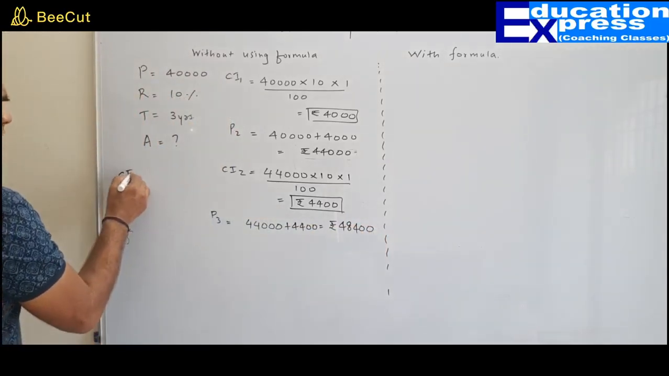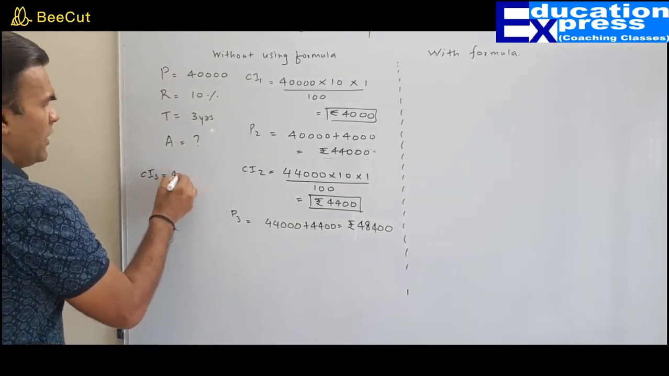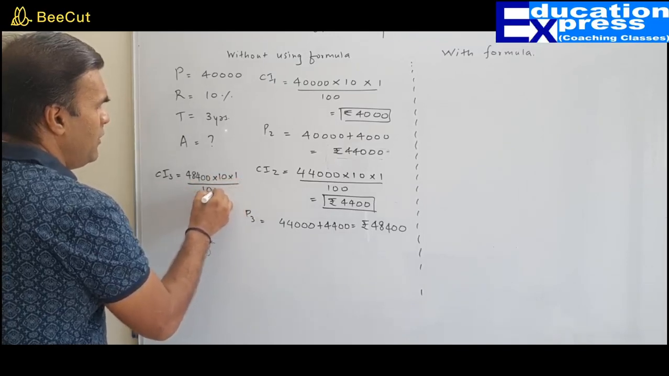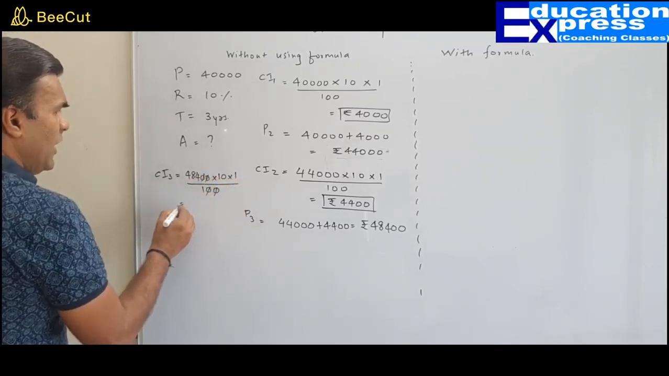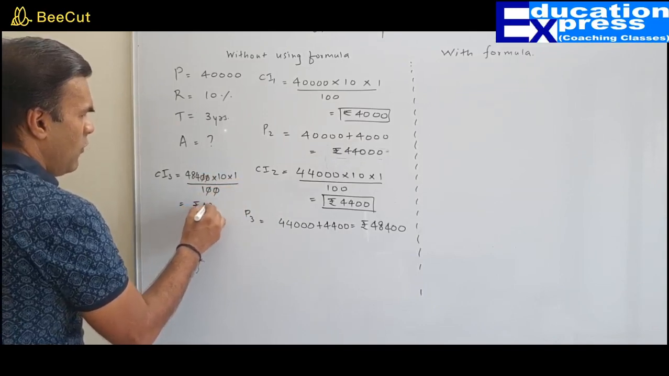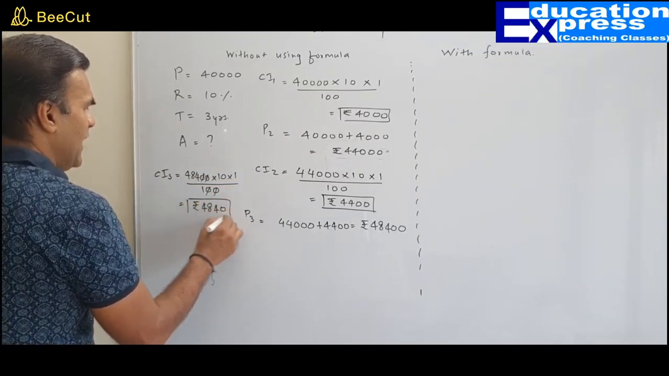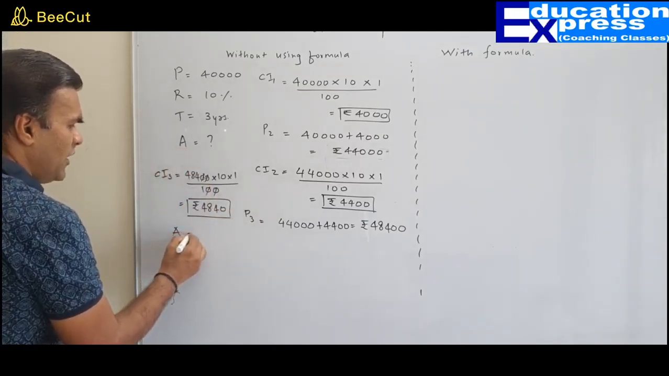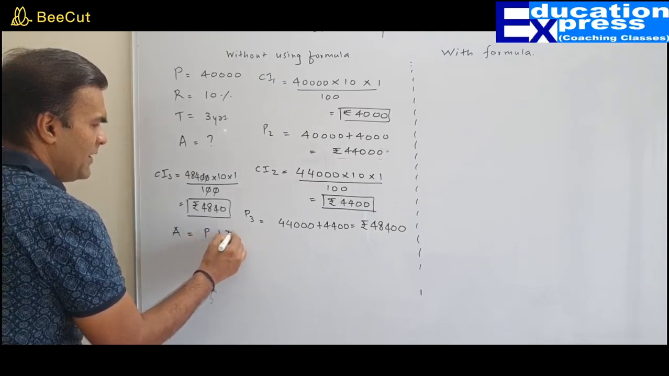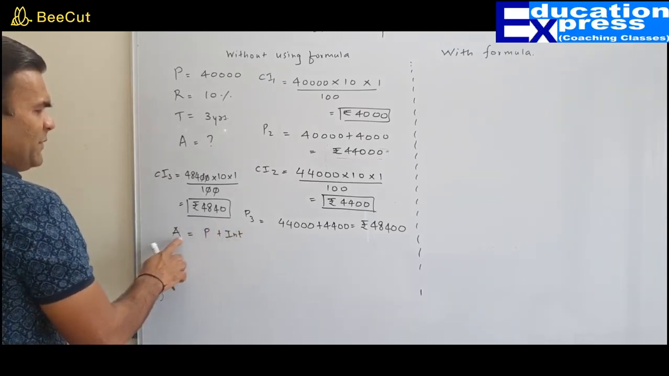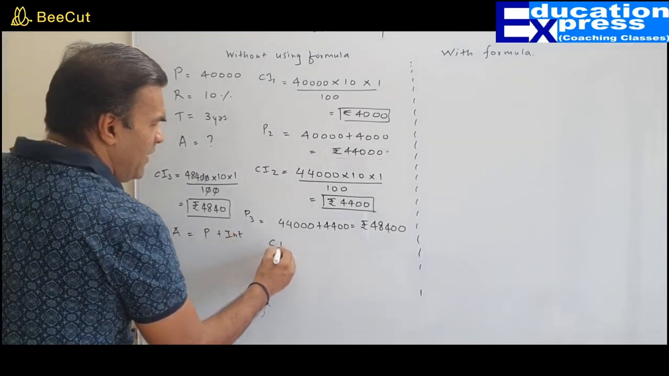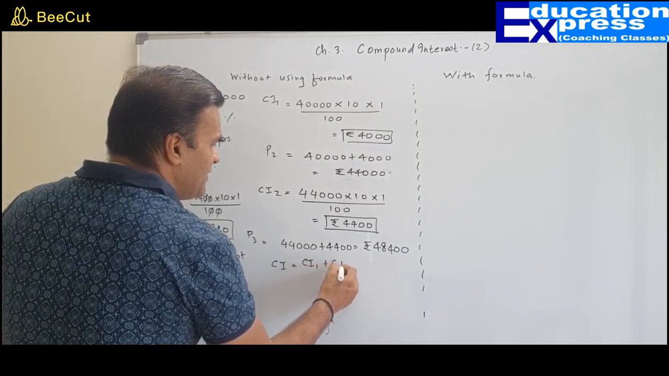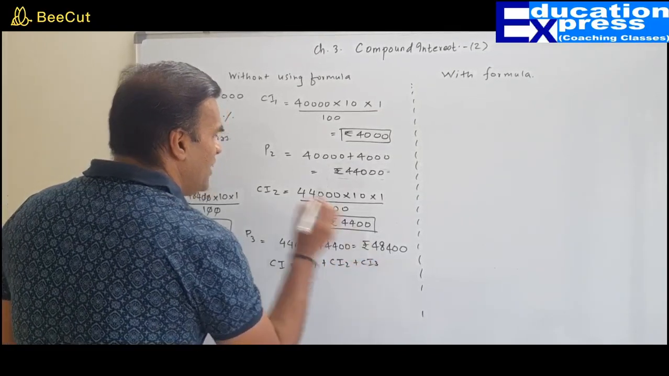So can we find the interest for the third year? Of course, sir. Compound interest 3 would be 48,400 into 10 into 1 upon 100. How much do you get? Sir, it would be rupees 4,840. That means if you want to find out the amount, we all know amount is equal to principal plus interest. Since it is principal plus interest, I must find out what is my total compound interest. That is going to be CI1 plus CI2 plus CI3.